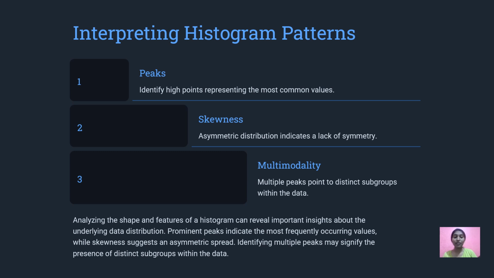Analyzing the shape and features of a histogram can reveal important insights about the underlying data distribution. Prominent peaks indicate the most frequently occurring values, while the skewness suggests an asymmetric spread, and identifying multiple peaks may signify the presence of distinct subgroups within the data.